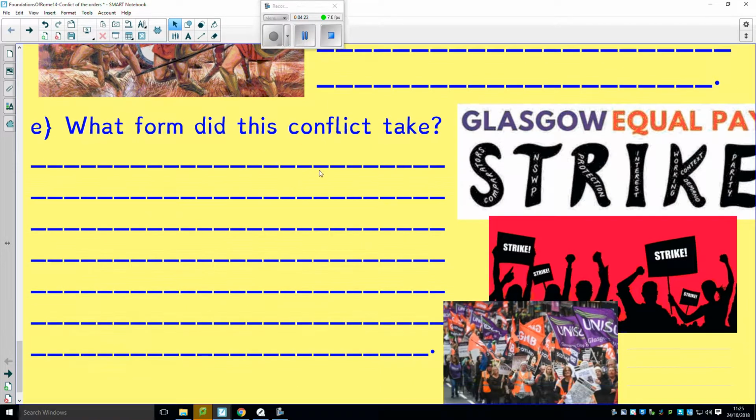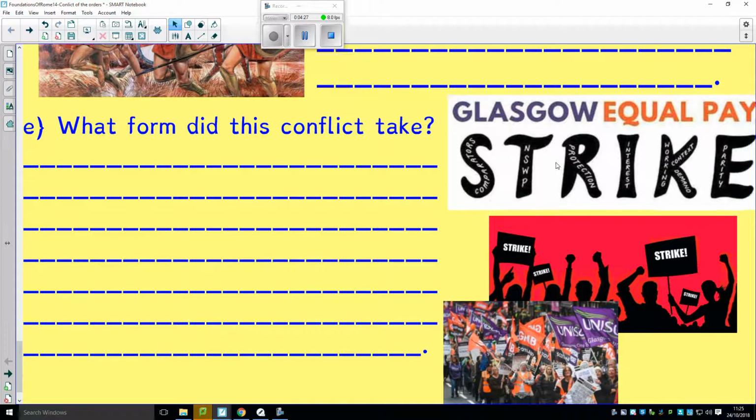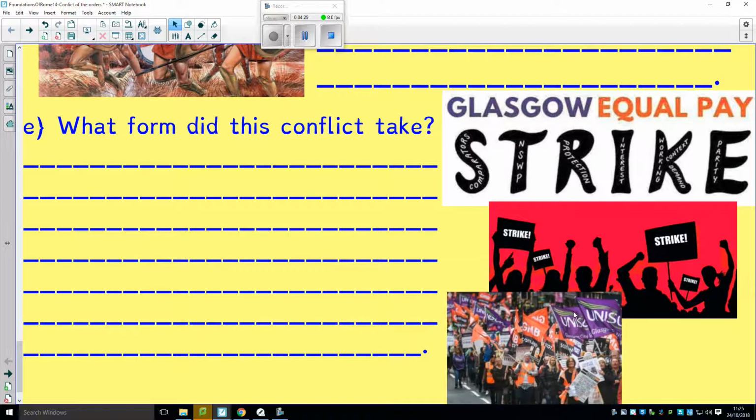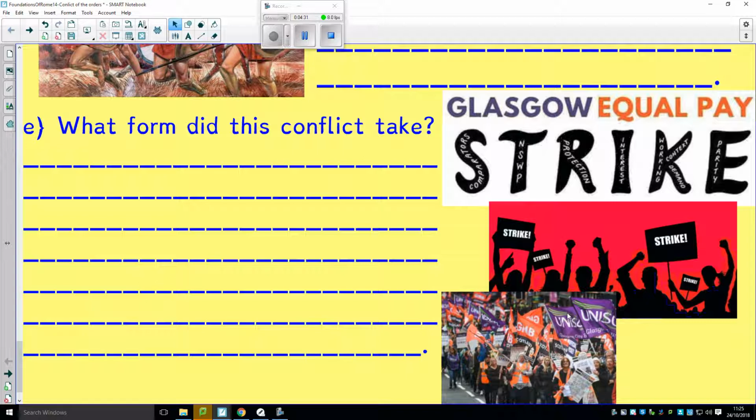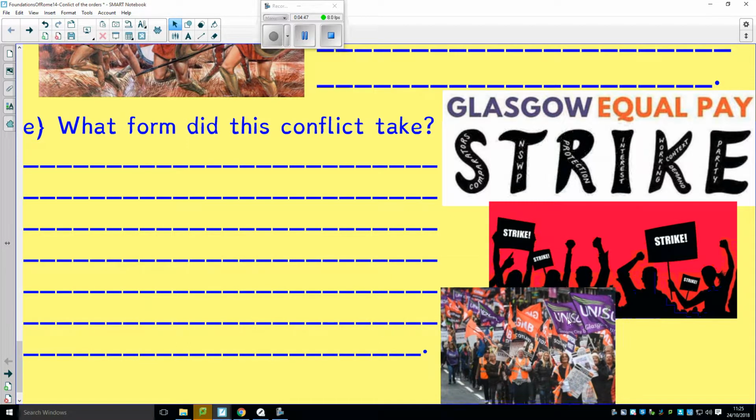And lastly, in this first lesson, what form did this conflict take? Because it's not a revolution. It's a series of what we would today call strikes. The plebeians leave Rome. They set up a camp nearby, and they refuse to do any work, and they refuse to fight in the army, thereby forcing the patricians to give in to their demands. And we'll look at that in more detail in future lessons.